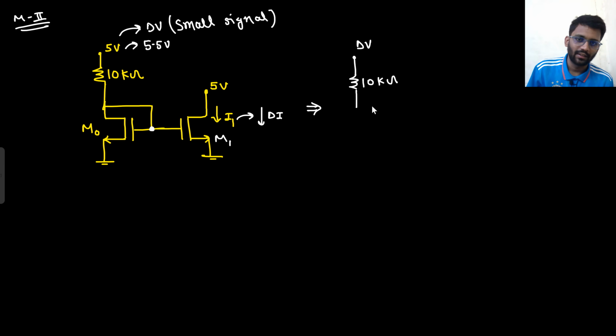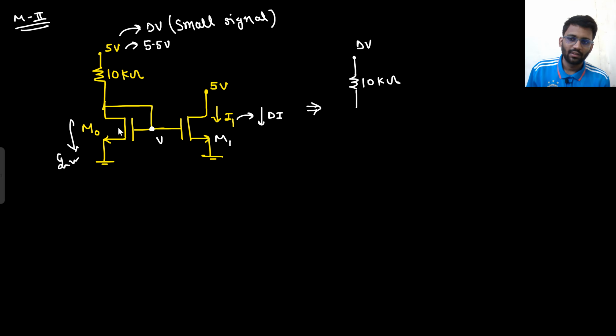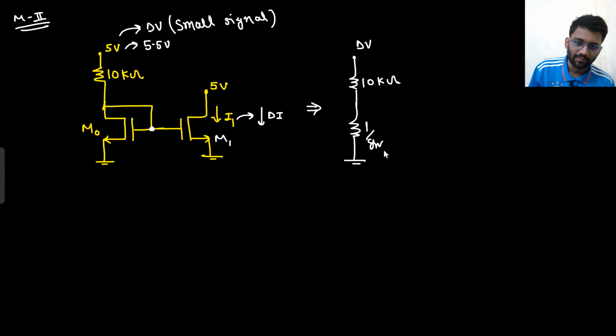This is 10 kilo. Now this much of the circuit can be replaced with 1 by Gm. So from here to ground, what do you see? 1 by Gm. Although from here you see infinite resistance, since you put V potential here, the current here would be gm V. So from node V to ground you could see 1 by Gm resistance. So this is 1 by Gm.